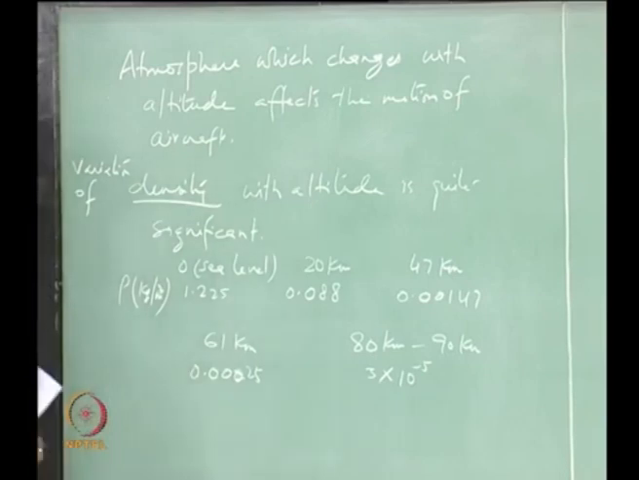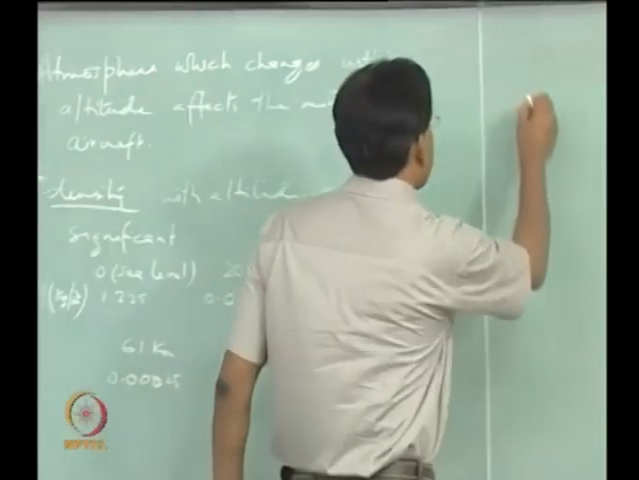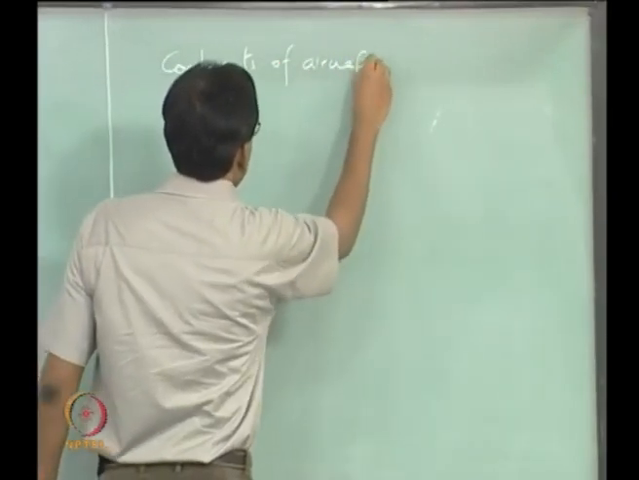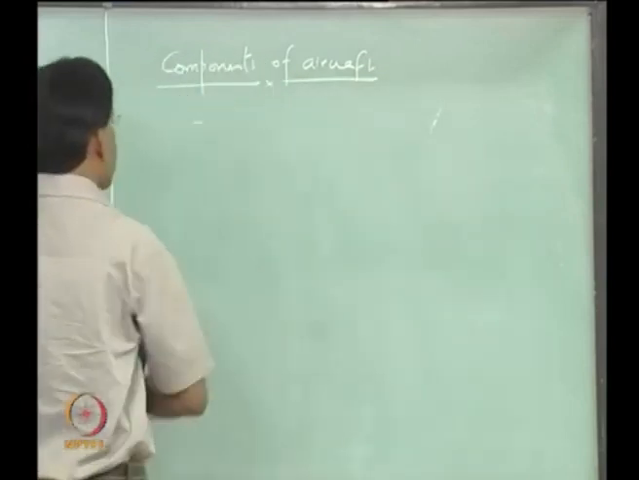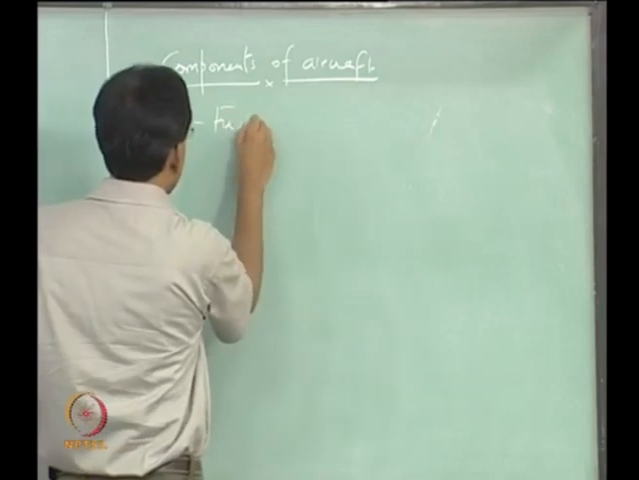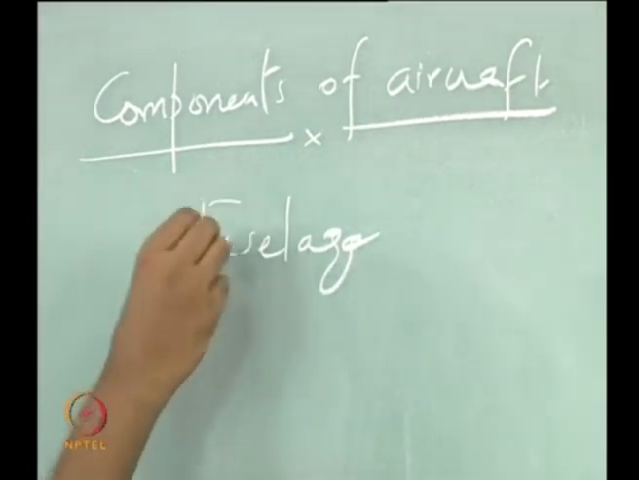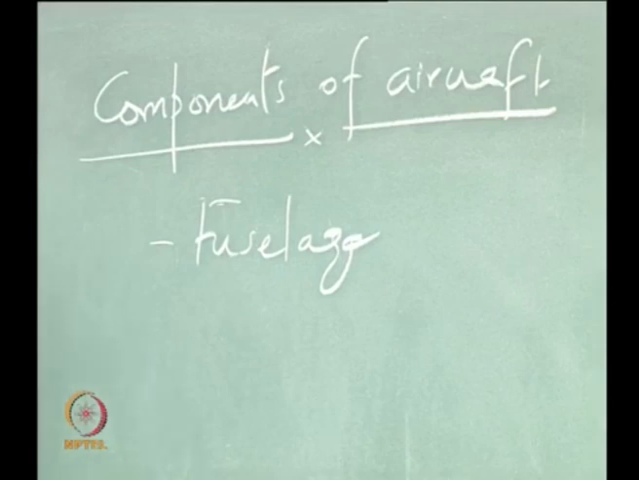The other things that can affect the motion of aircraft are its own parameters. For example, each of the components of aircraft: the fuselage, which we design based on our mission requirements. So if a four-seater aircraft will have some fuselage geometry, a large transport will have a longer geometry. Depending upon how the shape of the fuselage looks, it is going to contribute to the aerodynamics of the aircraft.